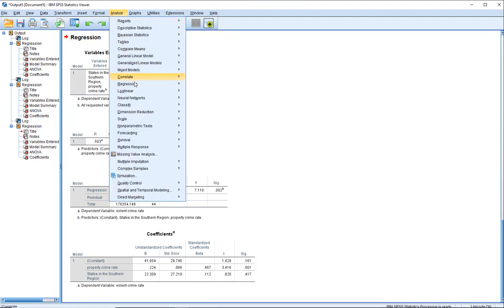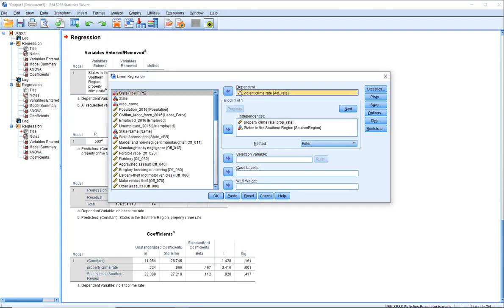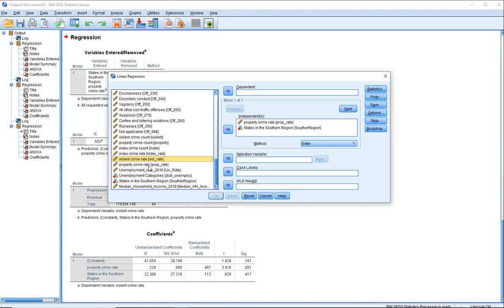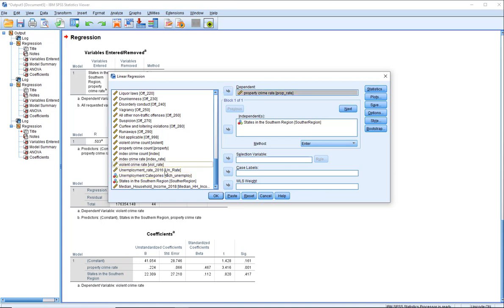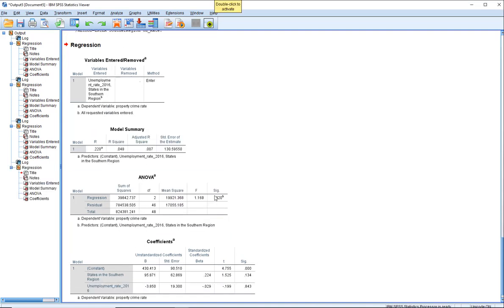I'm going to go to Analyze, Regression, Linear again. This time I'm going to take out the violent crime and put property crime in. Now if I do that, by the way, see, it gave me an error. It didn't like the fact that I had property as both independent and dependent. So let's pop that out and then pop that back up in there. I'm going to leave the states in the southern region, and then I'm going to put the unemployment rate in. And let's see what we have here. In this case, I'm just going to jump right to the chase. We've got a non-significant ANOVA. We do not have a statistically significant relationship between these variables. So again, this model kind of went bust.